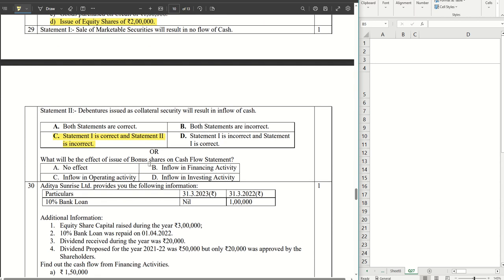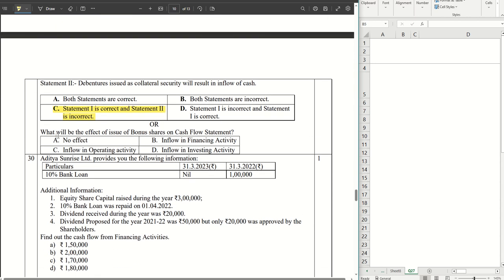All right. Our next question: what will be the effect of the issue of bonus shares on the cash flow statement? Now for this you have to understand, when a company issues bonus shares, it is not for cash. It is issued out of the company's reserves, right? So when bonus shares are issued, it does not affect any cash, so no cash flow. The cash position remains the same.